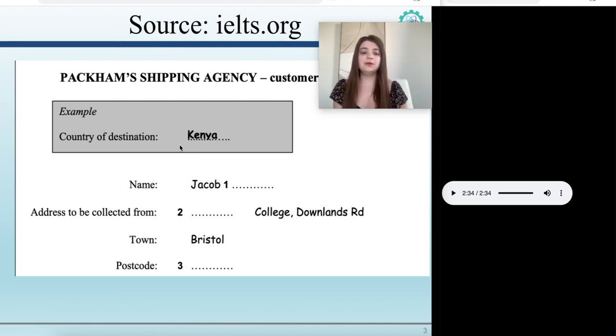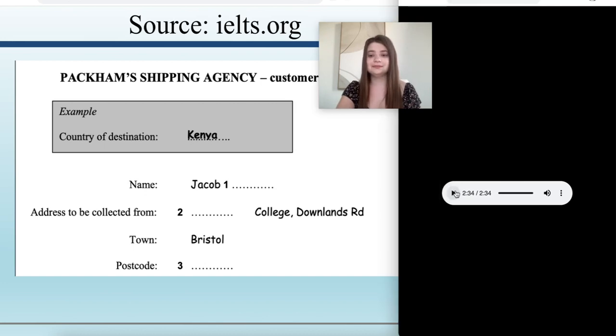Okay, so let's do it. We know exactly what we're listening for. We're listening for the name of Jacob. We're also listening for the name of the college that Jacob attends, and we're also listening for the postal code, or in this case, it says postcode. Perhaps in Britain they call it postcode instead of postal code, but either way, that's what we're listening for. So right off the bat, take a look at your question sheet and figure out what little details we are listening for. What are they asking us for? Because that's what matters at the end of the day, nothing else. Okay, so let's give it a listen.